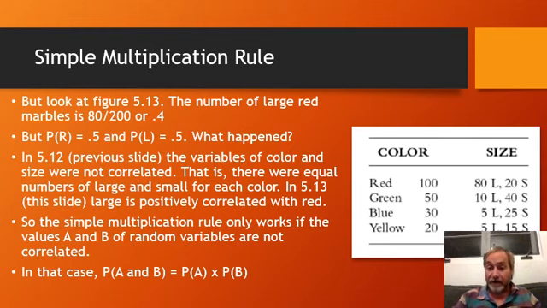But on this chart that we're looking at now, there is a correlation. 80% of the reds are large, whereas 20% of the greens are large. So now it seems like red and largeness are going together. So that's what we mean to say red and large are correlated on this chart. They weren't on the previous chart. And in those cases, the simple multiplication does not work. So what we can say is the probability of A and B equals the probability of A times the probability of B when the values of A and B are random variables that are not correlated.